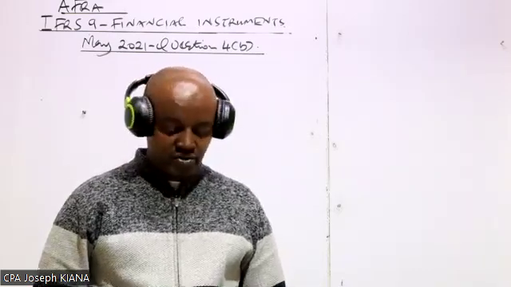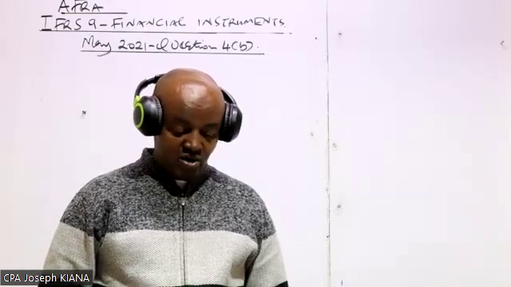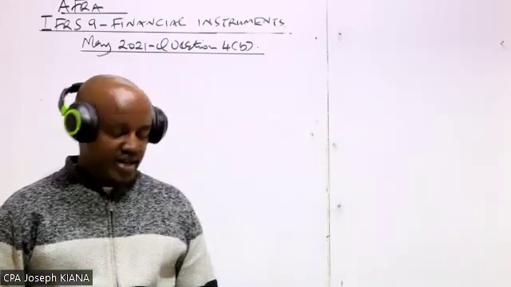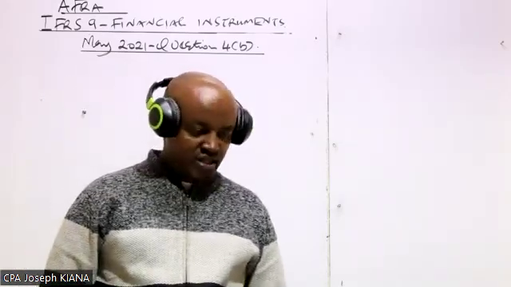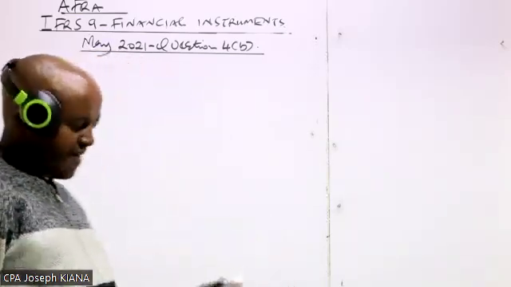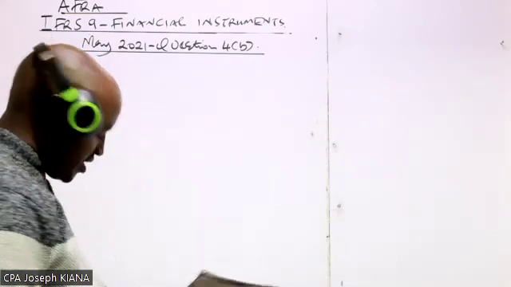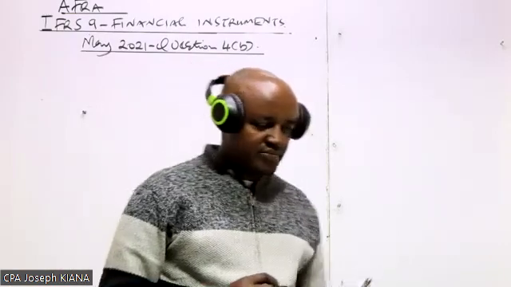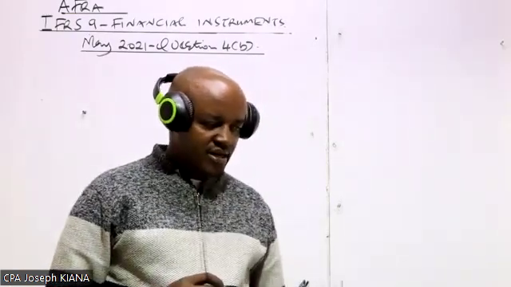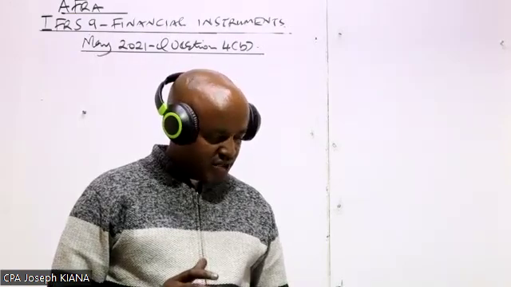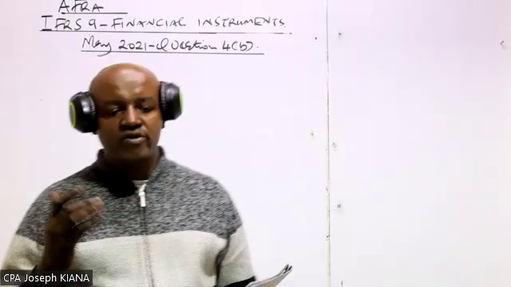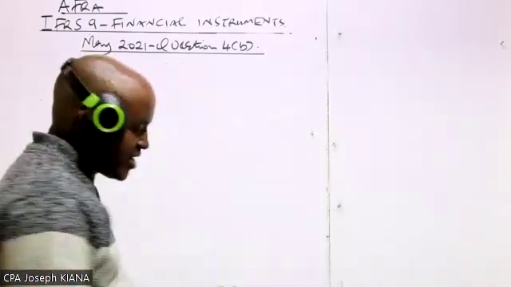So what are we required to do? We're required to prepare extracts of financial statements of UV Limited for each of the years ended 31st of December 2018, 2019, and 2020. But even before we do that, it is important to note that this company, UV Limited, issued 500 convertible loan notes.